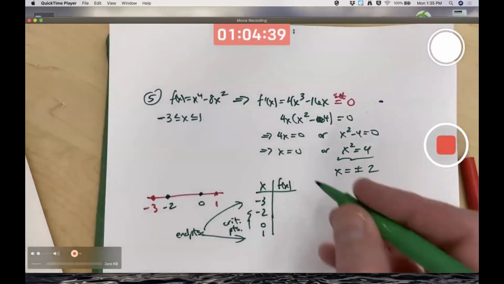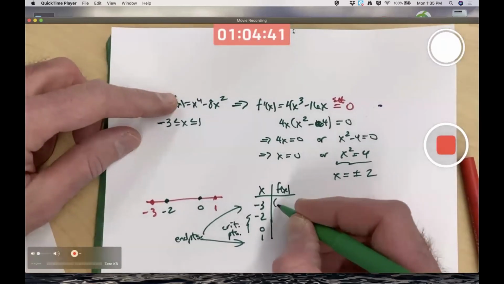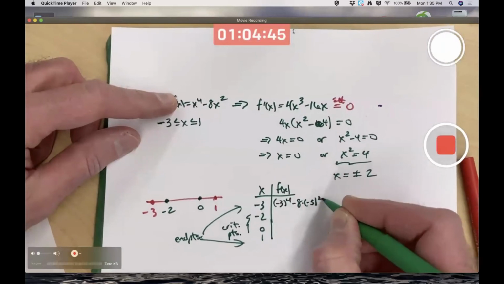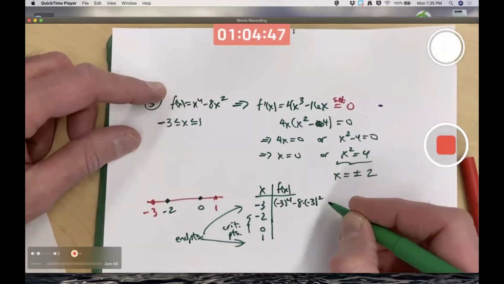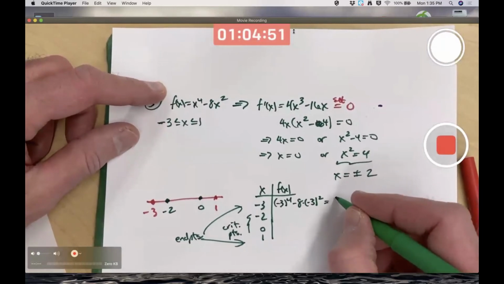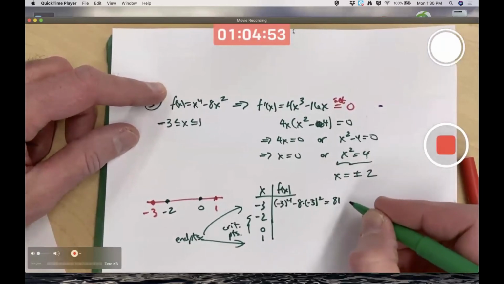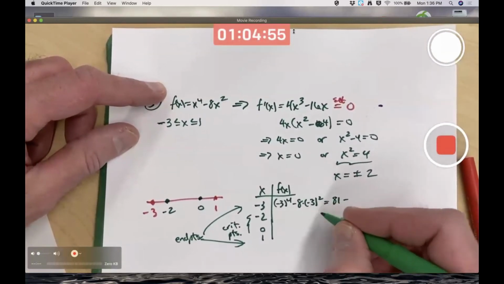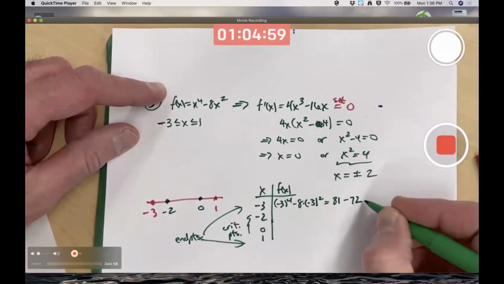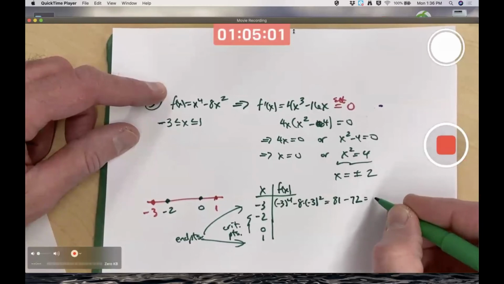If you plug -3 into the function, we get -3 to the 4th minus 8 times -3 squared. -3 to the 4th is positive 81. Minus 8 times -3 squared, which is 9; 8 times 9 is 72. 81 minus 72 is 9.